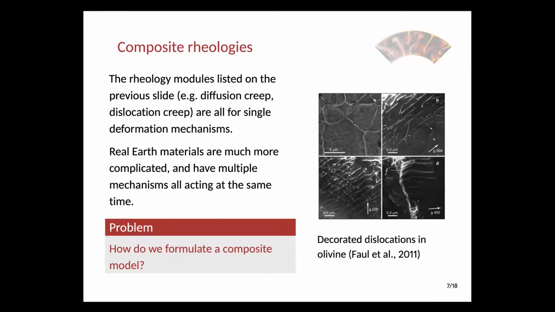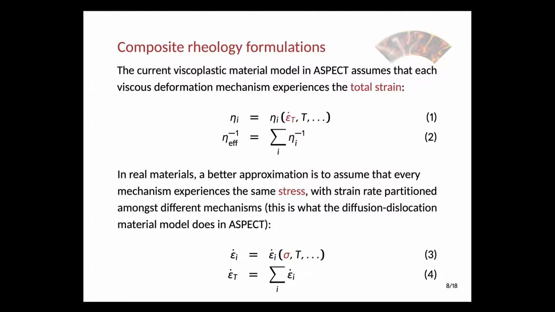So on the next slide, I want to describe the way in which the viscoplastic material model is implemented. And essentially that assumes that all of the different viscous deformation mechanisms experience the total strain. So you can imagine that there are in fact lots of different rocks all lined up one against each other. And one of them is undergoing diffusion creep, and another one is undergoing dislocation creep, and they're all being deformed at the same total strain rate. That's a perfectly good approximation in some cases, in particular in those cases where all of the viscous deformation mechanisms are only weakly dependent on the strain rate. So you end up getting this harmonic viscosity law where you can add up the inverses of all of the viscosities of the individual flow laws, and that'll equal the inverse of the total effective viscosity.